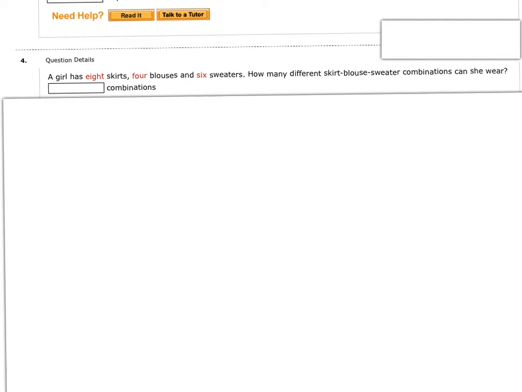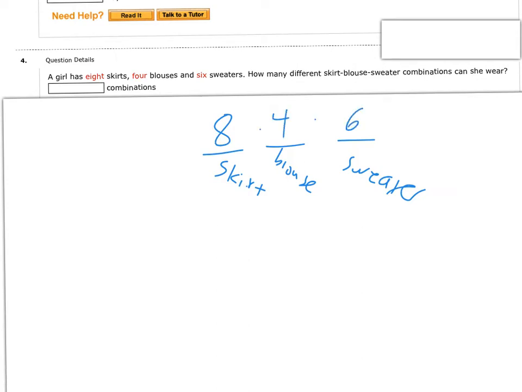All right, next up, it says a girl has 8 skirts, 4 blouses, and 6 sweaters. How many different combinations can she wear? So we're going to have to make 3 decisions here. The skirt and the blouse and the sweater. And so how many possibilities do I have? Well, I have 8 skirts, 4 blouses, and 6 sweaters. So we just multiply all those together. That's going to be 192.